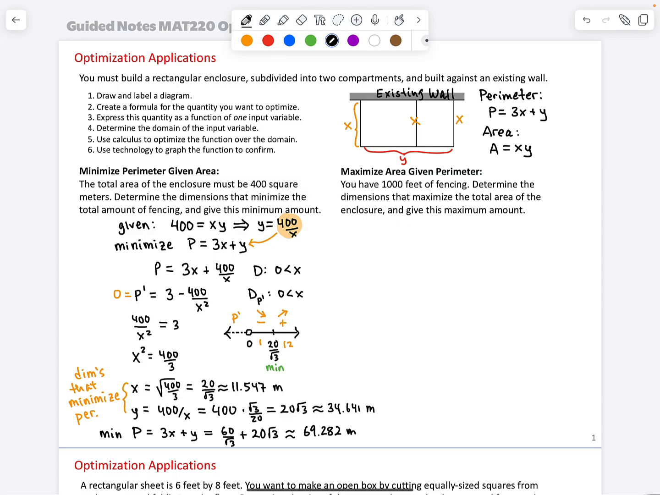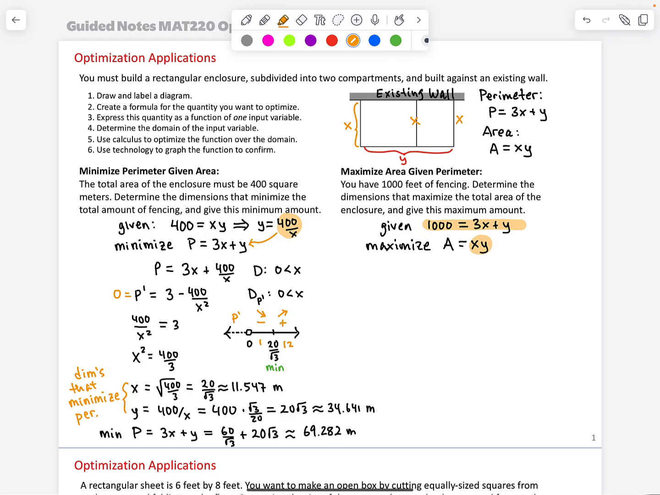All right, so this time it's the perimeter that's given, and that perimeter must add to 1,000 feet, and perimeter is given by 3x plus y. And our objective becomes to maximize area, and area is x times y. So steps 1 and 2 are done. Now step 3 is to express area as a function of one variable. Currently there are 2 variables here, so we use this given information here about perimeter in order to make a substitution and reduce from 2 variables to 1 variable.